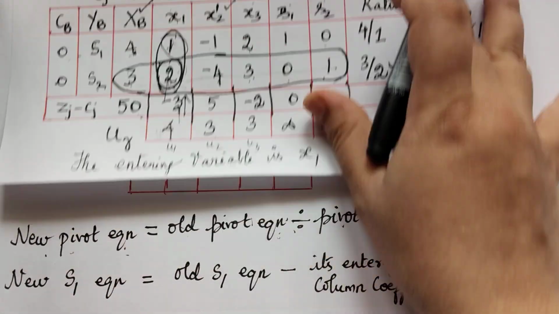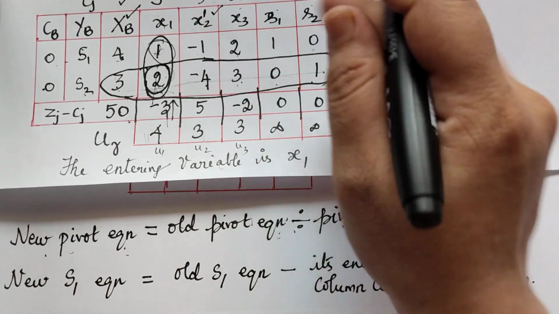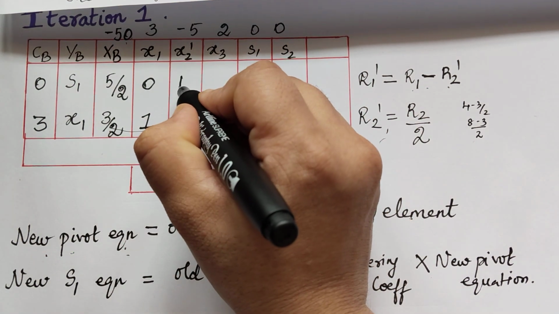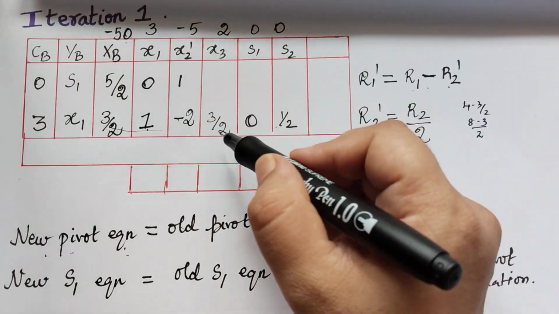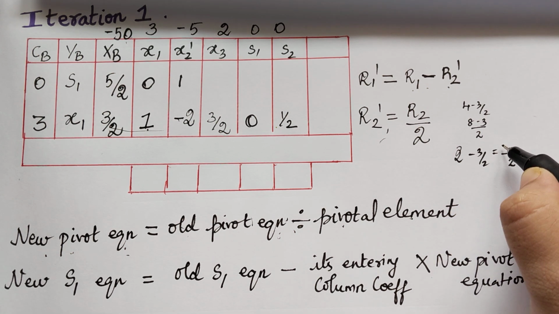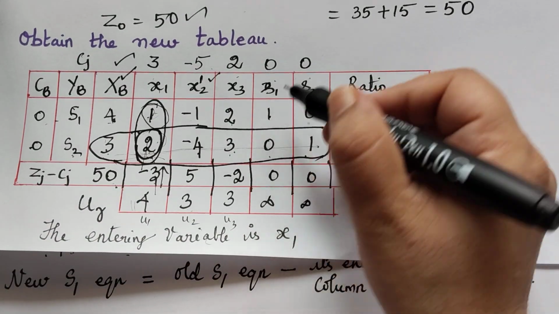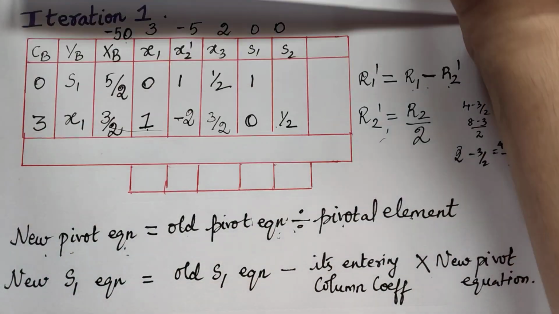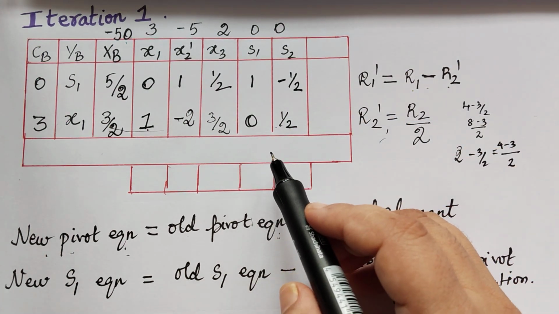So here 1 minus 1, which will be 0. Then here x2 dash, what do you have? Minus 1 minus of minus 2, which is plus 2, which will be minus 1 plus 2, which is 1. And then here you have 2. So 2 minus 3 by 2. What is 2 minus 3 by 2? LCM is 2. So 4 minus 3, which is 1 by 2. And then for S1 we have 1 over here. So 1 minus 0, which is 1. And then we have 0 over here. So 0 minus 1 by 2, which will be minus 1 by 2. So this is what we have obtained. So we are done with it.